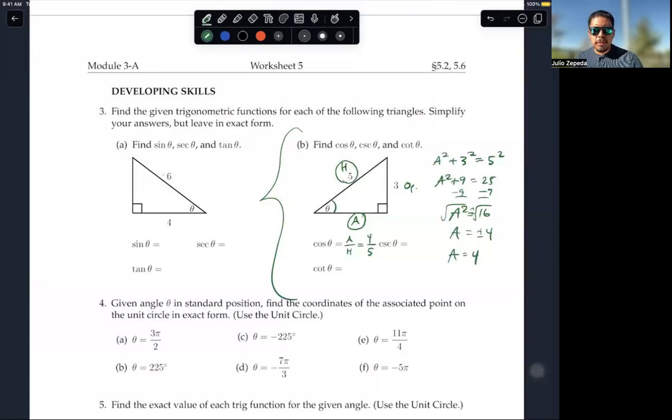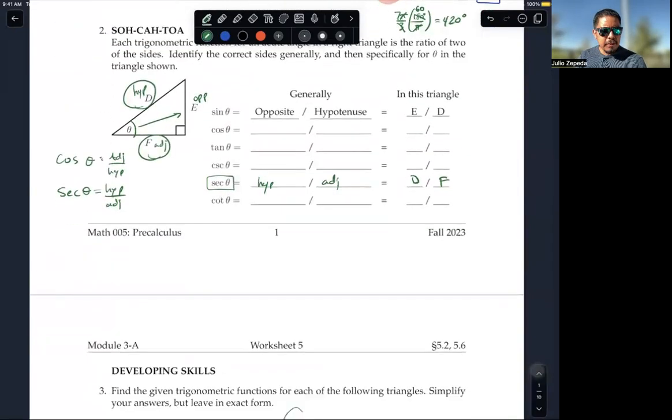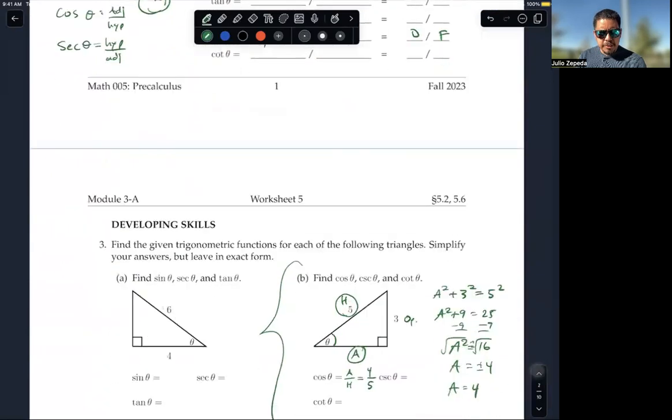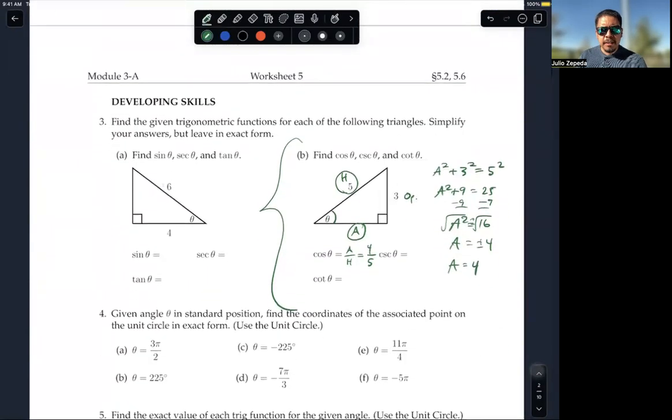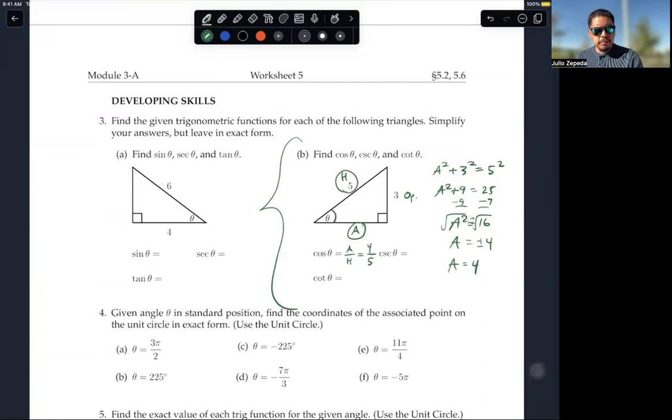And then you can fill in the rest of those using the definition of cosecant as given in problem number 2, and cotangent. All right, so that's problem number 3.